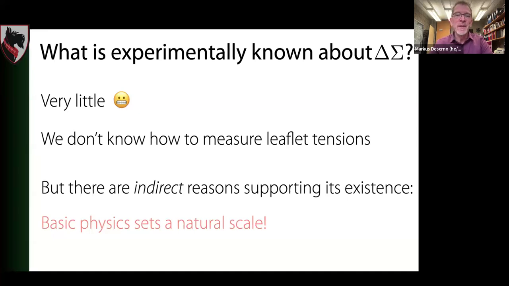Unfortunately, it turns out very little. The reason why we know very little is because it is really very difficult to measure membrane tension on a leaflet-by-leaflet basis. So people are working on this, and there are good ideas that they have about how to do it. But at the moment, this is just a puzzle. Given that, why am I talking about things that haven't been properly measured yet? The reason is that there are indirect reasons that support its existence, in the sense that basic physical considerations would set a natural scale for the value that this variable has. And I'm going to give you two examples for a physical reason that points towards the existence of such a differential stress.